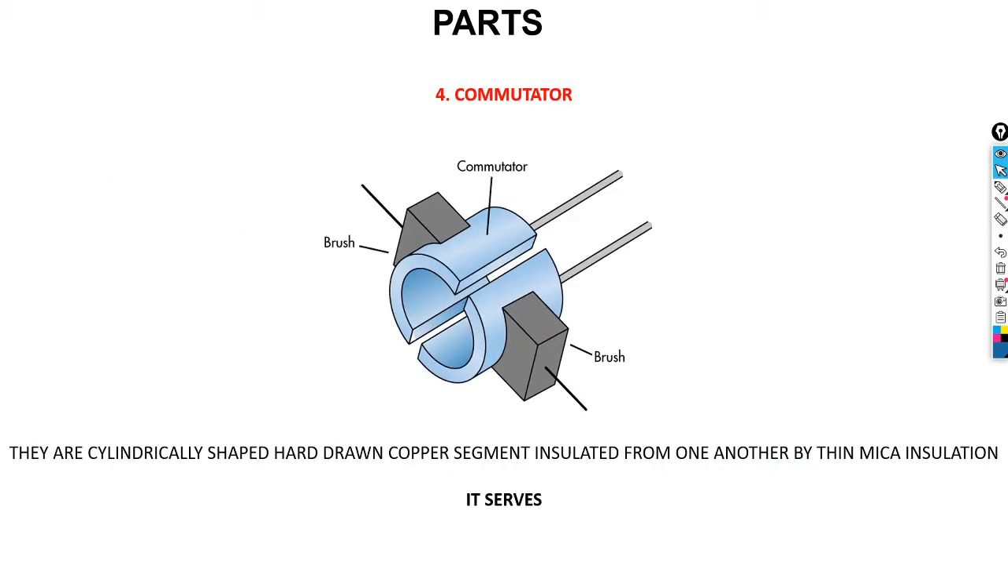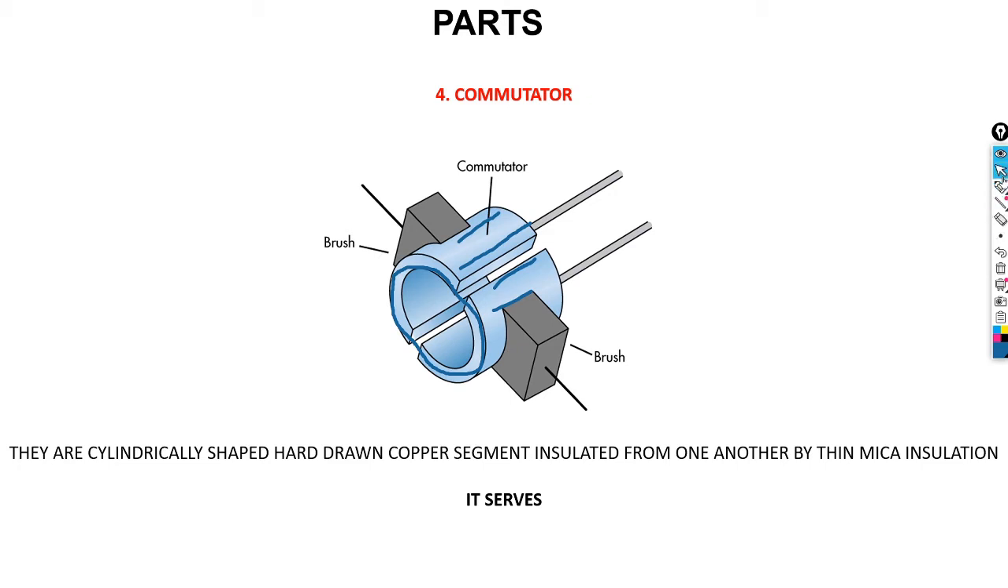And therefore you're going to have a look at our commutator. It is cylindrical in shape. You can see this is basically a cylinder, with copper segments isolated from one another. You can see there are some segments here around this cylinder, and they are made of copper.